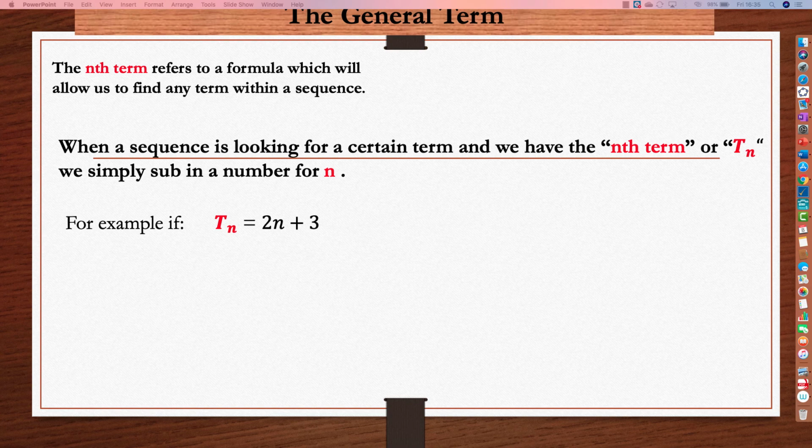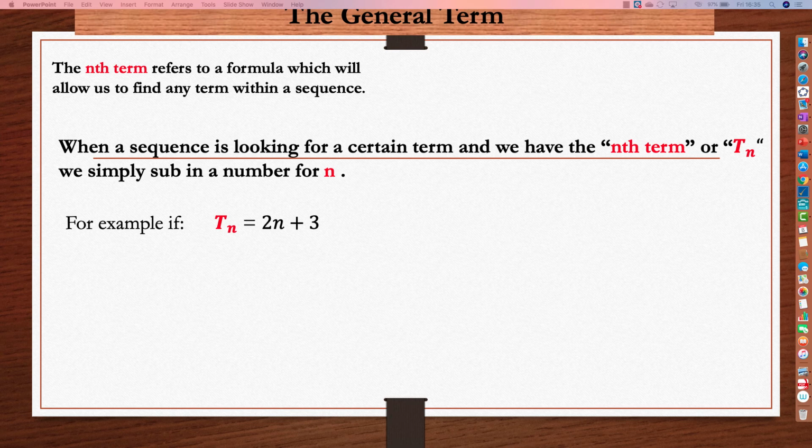So for example, this is the general rule for a sequence. Tn is equal to 2n plus 3. So known as the nth term or the general term, Tn is equal to 2n plus 3. This allows us to find any term in the sequence. So for example, if we want to find the first term, any idea how to find it?